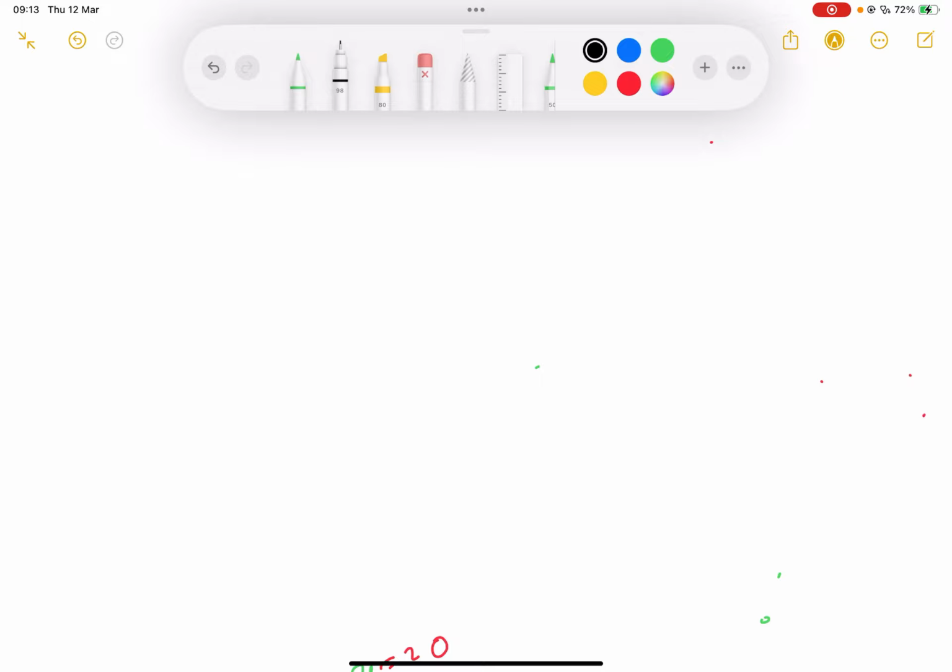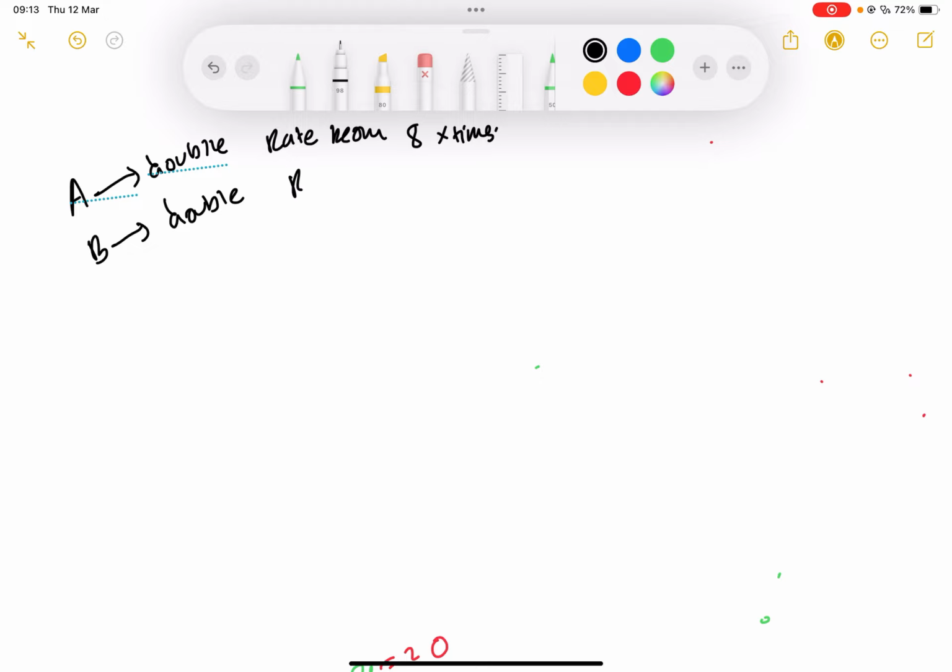Now look at this. They say when the concentration of A is doubled, the rate becomes 8 times. The rate is becoming 8 times the initial when you double the concentration of A. Now when you double the concentration of B, here also you have A and B as reactants, the rate becomes 2 times. If it is R, it will become 2R.